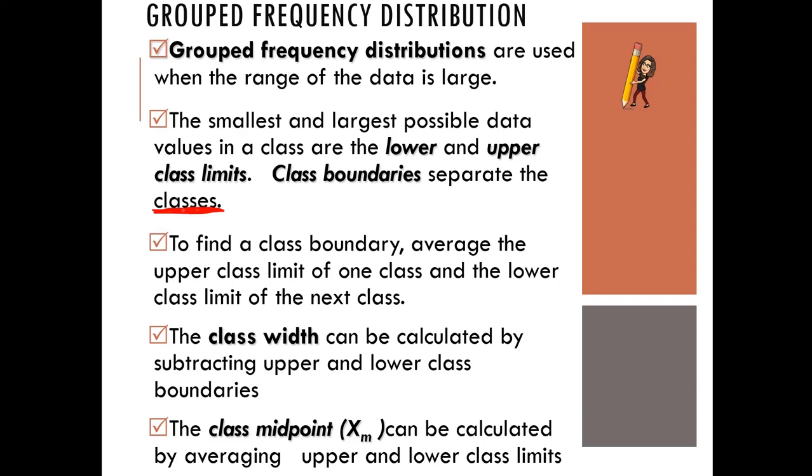So to find a class boundary, we are going to average the upper class limit with one class and the lower class limit of the next. This will create the class width, and then we can also use a class midpoint, which is calculated by averaging the upper and lower class limits once we have those class limits.